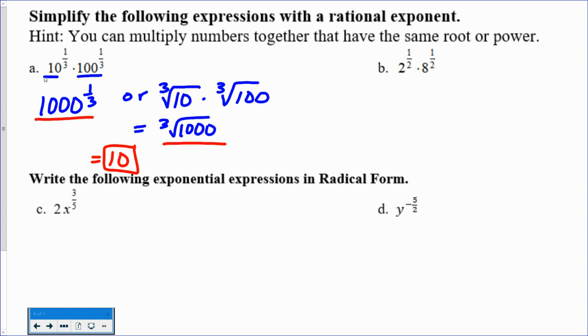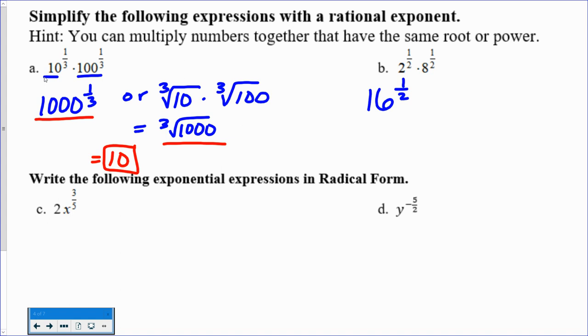Very similar with letter B here. 2 is being raised to the 1/2 power. 8 is also being raised to the 1/2 power. So they have the same exponent. You're welcome to multiply them together, but keep that same exponent. Sometimes I have students that try to add the exponents together and multiply them together.